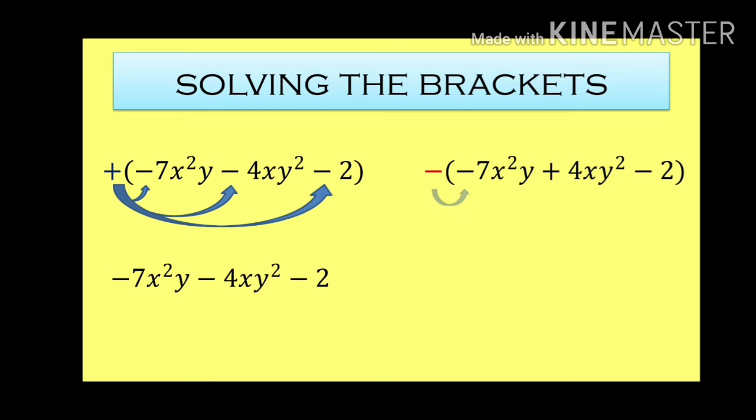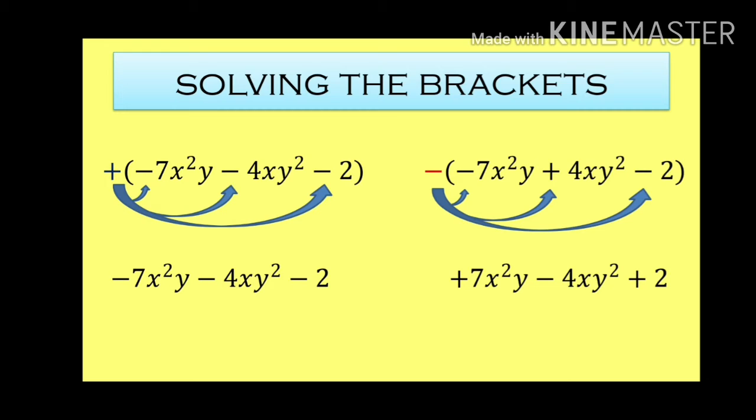On the right hand side, minus into minus, minus into plus, minus into minus. So we have to multiply everything with the minus sign. So we get plus 7x squared y, minus 4xy squared and plus 2. You can compare the inside signs and the outside ones when you have opened the bracket. All the signs have changed in the case of negatives. So whenever we have a negative sign in front of the bracket, we will change all the signs inside. This logic will be used in solving the addition and subtraction problems.